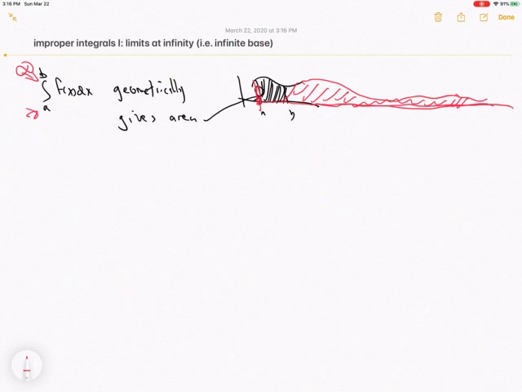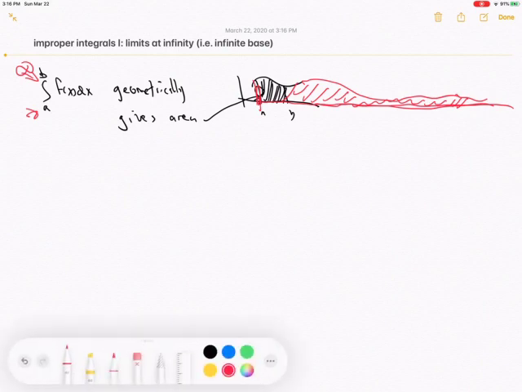That's a strange idea, because when you think of the area of a rectangle, it's base times height, and if the base is infinite, you would think there's no possible way the area could be finite. It turns out that's not always the case. But anyway, that's the idea of improper integrals with limits at infinity.